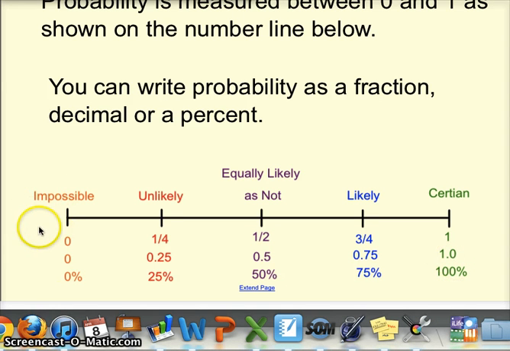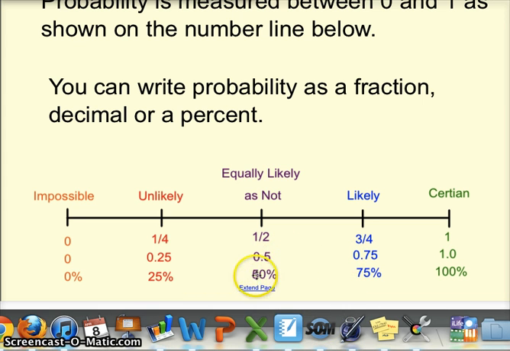If an event has a probability of 0, then that means that it is impossible. So say for instance, if you have a bag full of nothing but blue marbles, the probability of pulling a yellow marble would be 0. On the other hand, if an event has a probability of 1, it means that it's certain. It will definitely happen. So if I had a bag full of blue marbles, I have a 100% chance of pulling a blue marble because there's nothing in the bag except for blue.